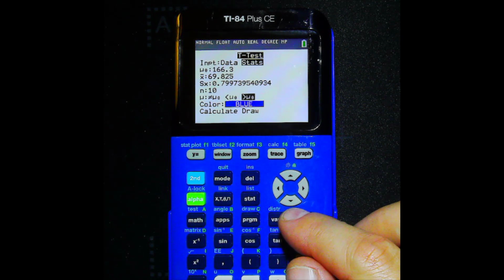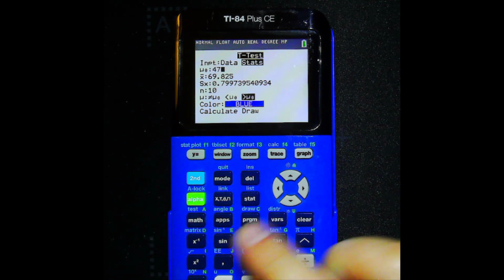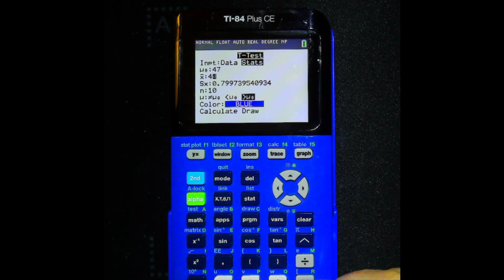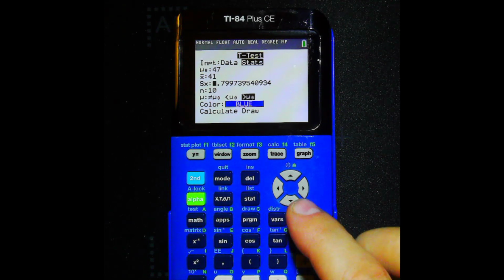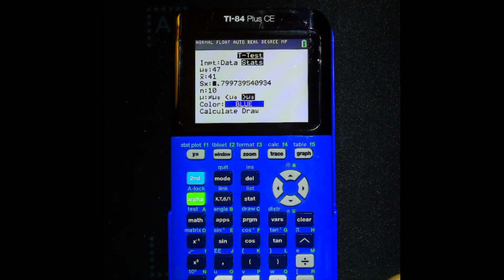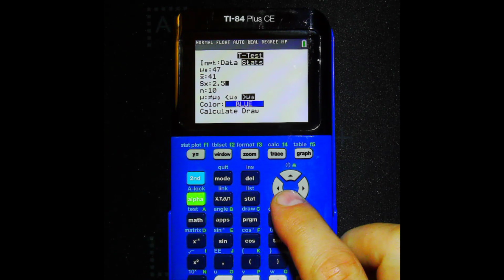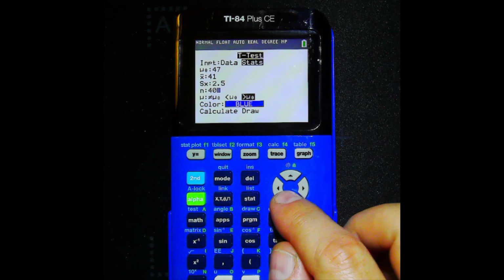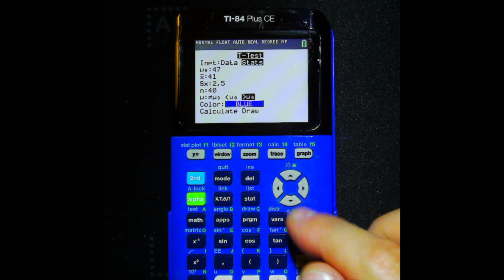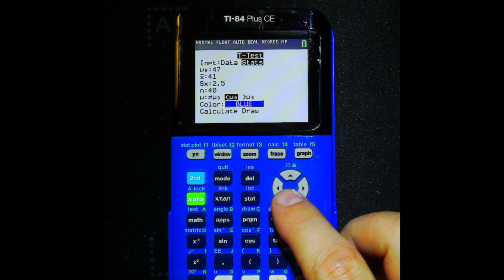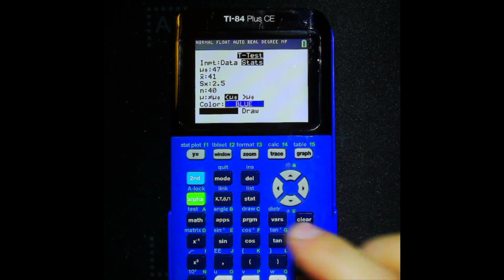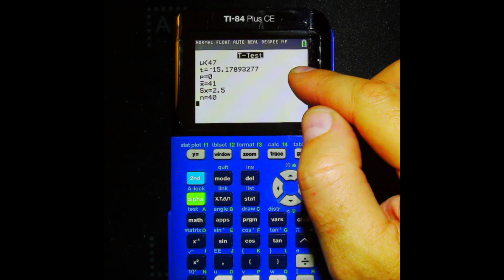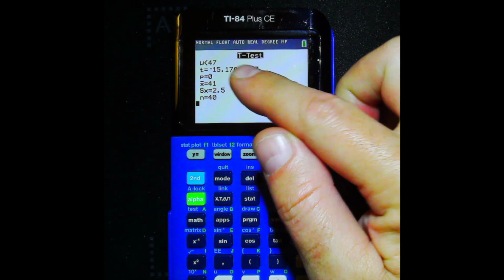The mu naught is the null hypothesis mean, which in this case is 47. The sample statistic was 41 for the mean. The standard deviation was 2.5 from the sample. Number of elements in the sample was 40. In this case, we're going to choose a left-tailed test, and we'll just have this calculate the value. It gives us a p-value that is essentially 0.